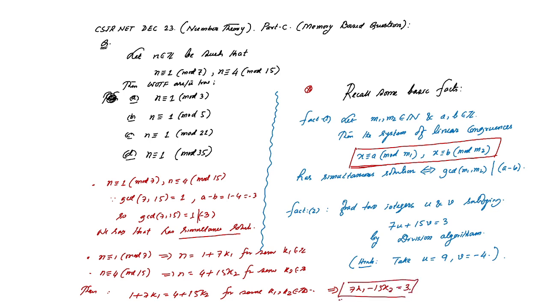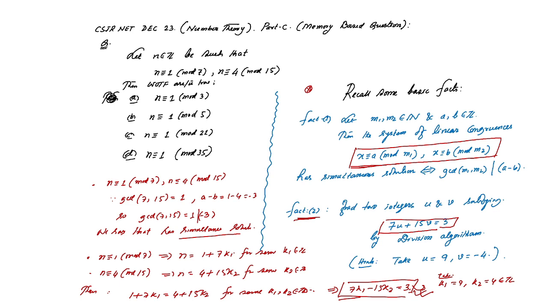Now here is another fact: find two integers u and v such that 7u plus 15v equals 3. With the help of the division algorithm, we can find u equals 9 and v equals minus 4. So if we take k1 equals 9 and k2 equals 4, the value is 7 into 9 minus 15 into 4, which is 3. So for k1 equals 9 and k2 equals 4, this equation is valid.